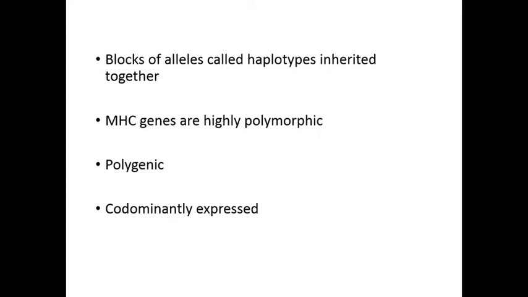We have already said that there are blocks of alleles called haplotypes which are inherited together. MHC genes are highly polymorphic, and another property is codominant expression. What is codominance?